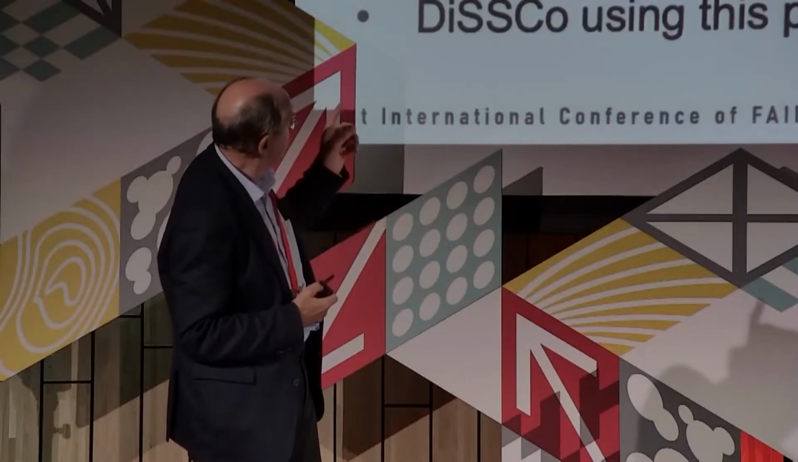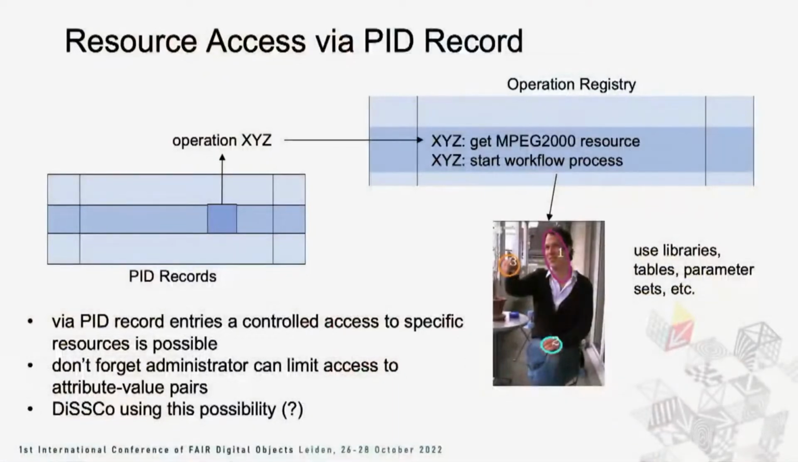Now, there are three different ways. Let me very briefly introduce them; you find the slides out there. So we could do it by having, in the PID record or landing page or whatever, an attribute which says there's an operation out there somewhere. You point to the operation and the operation can be executed.